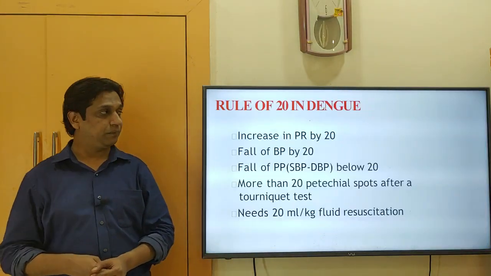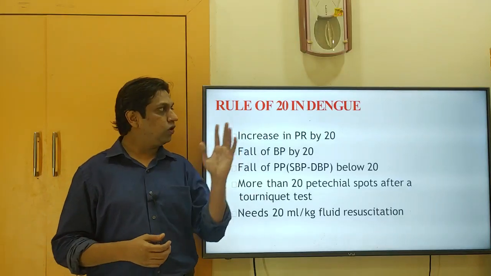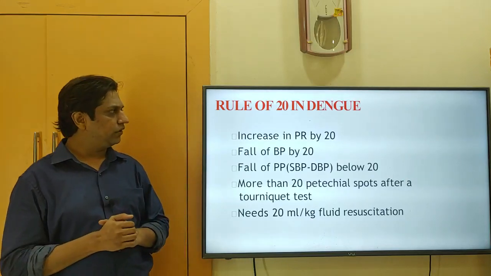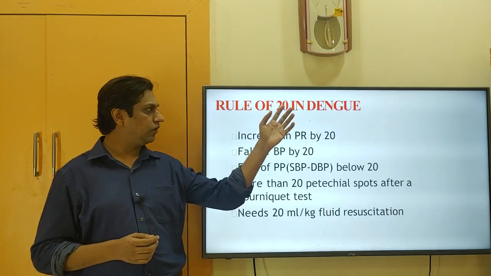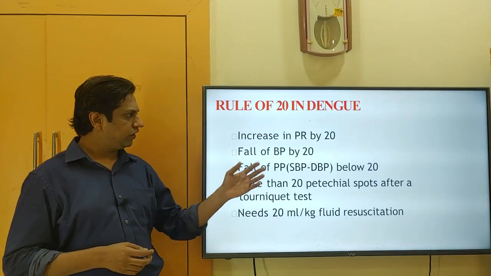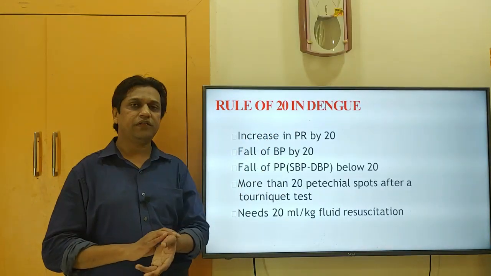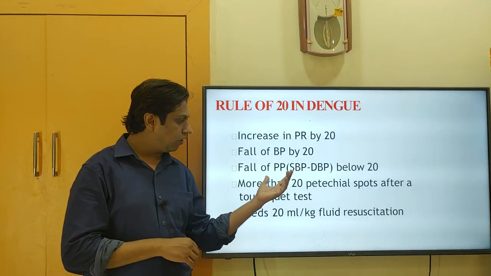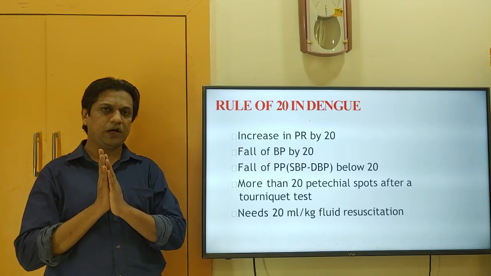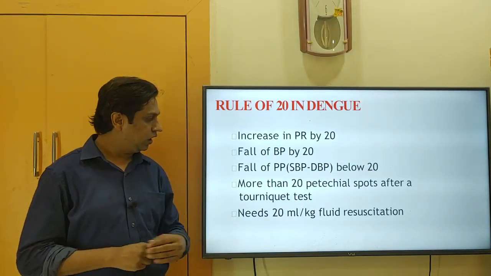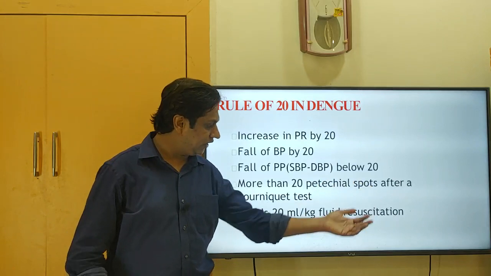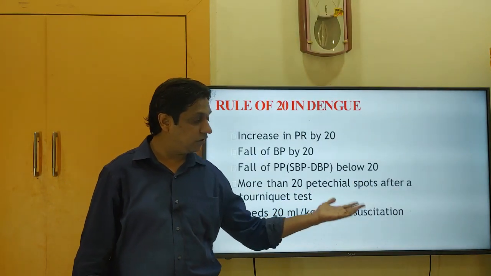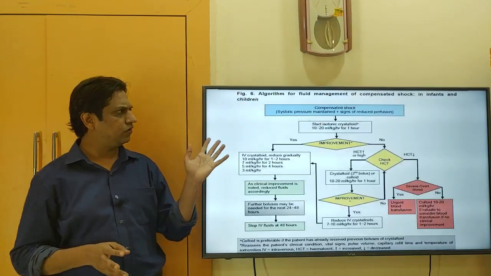The goals of fluid resuscitation include improving the central and peripheral circulation and also improving end organ perfusion. Remember the rule of 20 in dengue: in so many hemodynamic changes and treatment things, we encounter this number 20. Increase in the pulse rate by 20 indicates dengue. If there is a fall in the blood pressure by 20 mm, or a fall in the pulse pressure, that is systolic minus diastolic blood pressure, below 20 mm, and if there are more than 20 petechial spots after a tourniquet test, which I already discussed, it needs 20 ml per kg fluid resuscitation in dengue shock syndrome. That is the rule of 20.